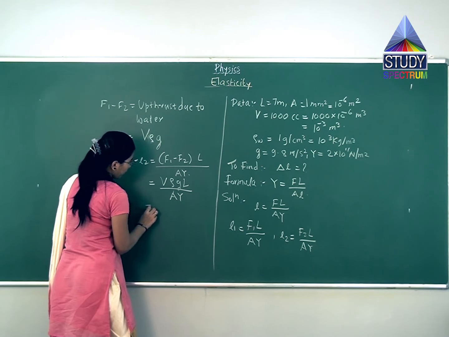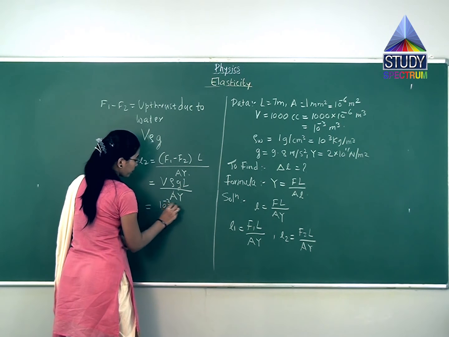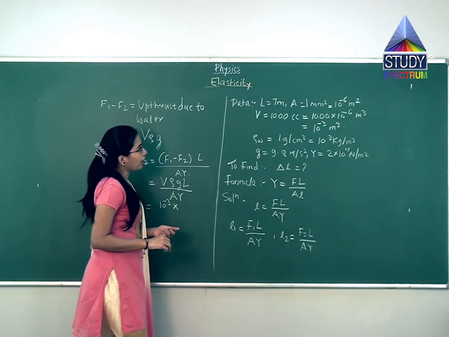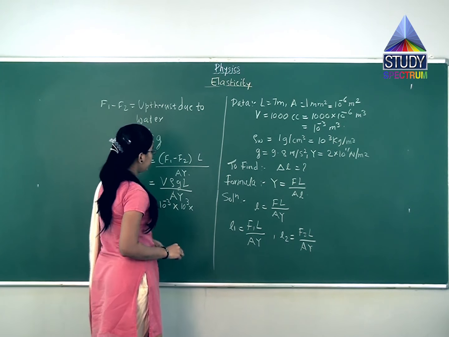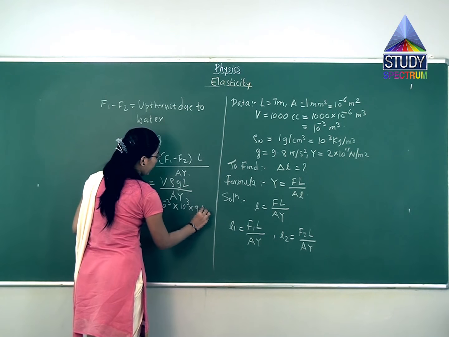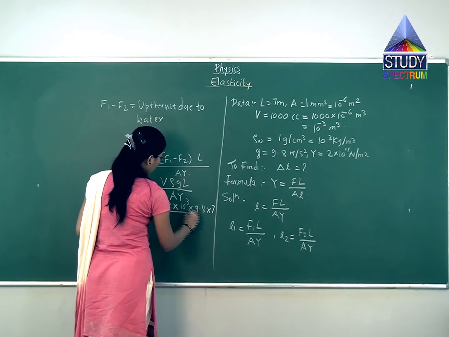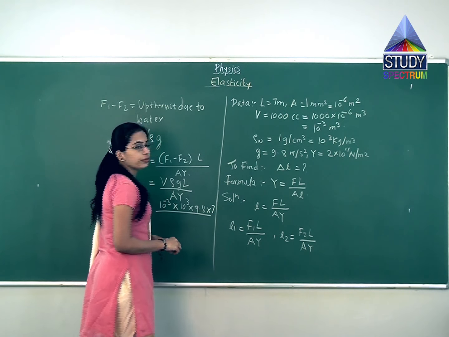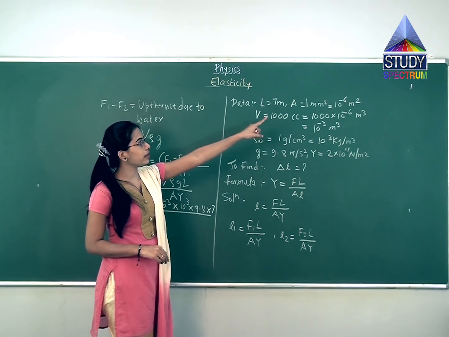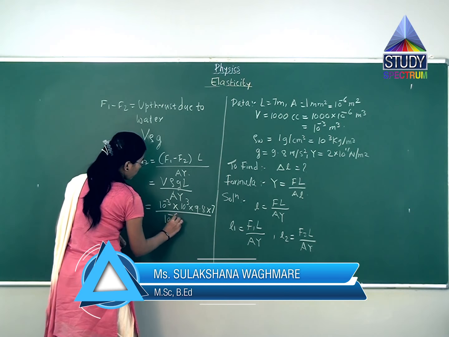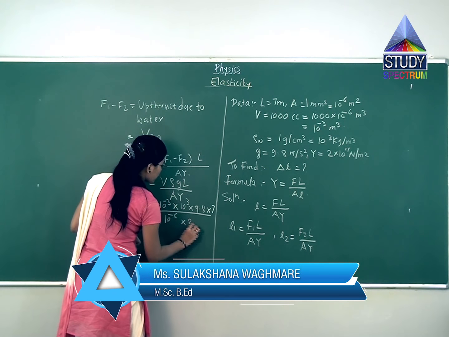So substitute the values. Now V we have 10 raised to minus 3. Rho we have, it is 10 raised to 3. Then g also we have, it is 9.8, and the value of L is 7. Upon area, it will be pi r square, or I guess we have the area, yeah, it is 10 raised to minus 6 meter square. It is given directly, and the value of Y is 2 into 10 raised to 11.